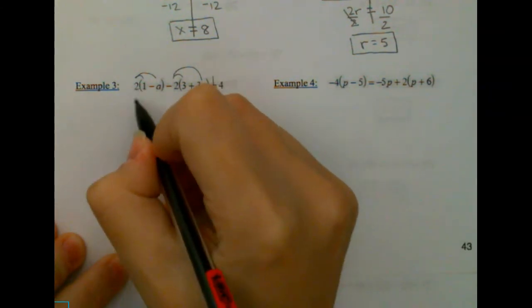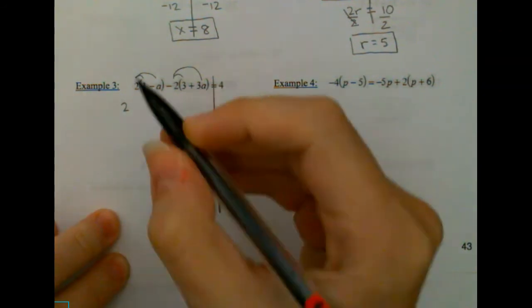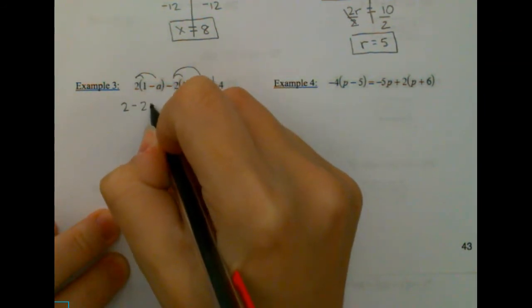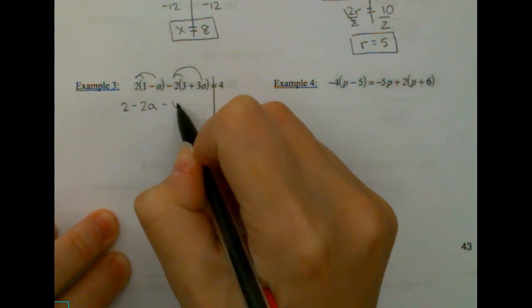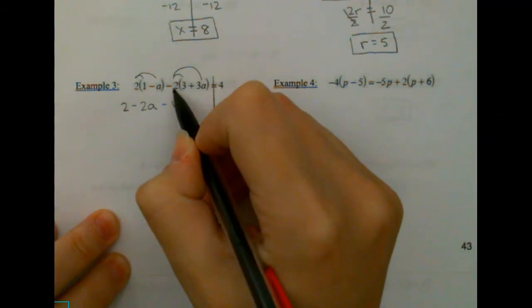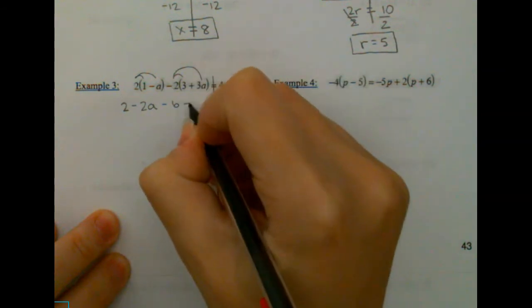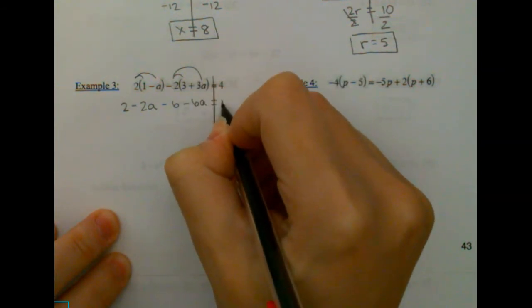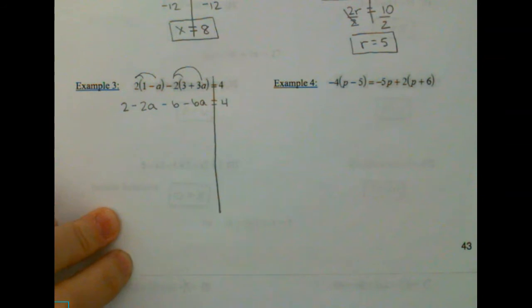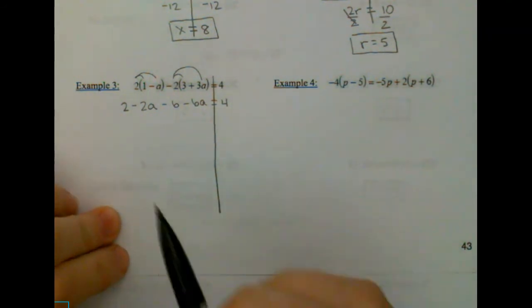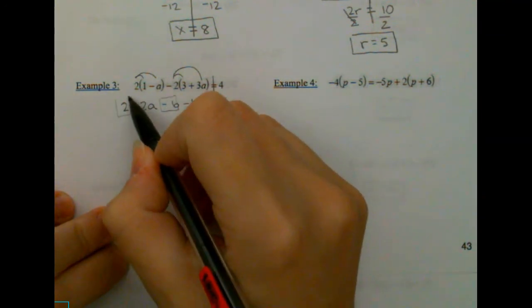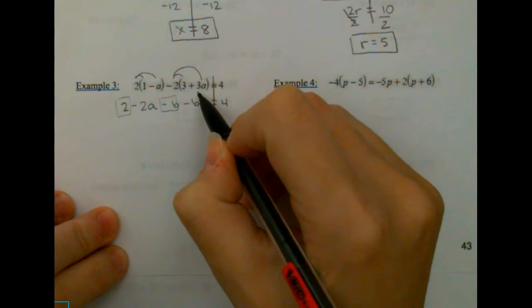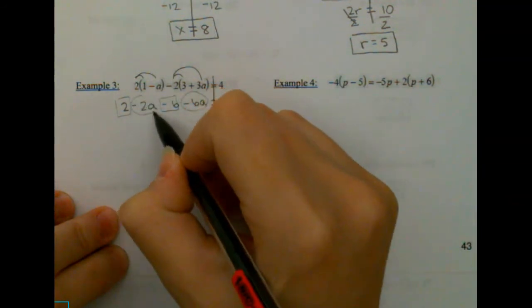So I'm going to get 2 times 1 is 2, minus 2 times A is 2A, -2 times 3 is -6, and -2 times 3A is -6A. So I've gotten rid of all my parentheses, and now I can go ahead and combine like terms and start solving.